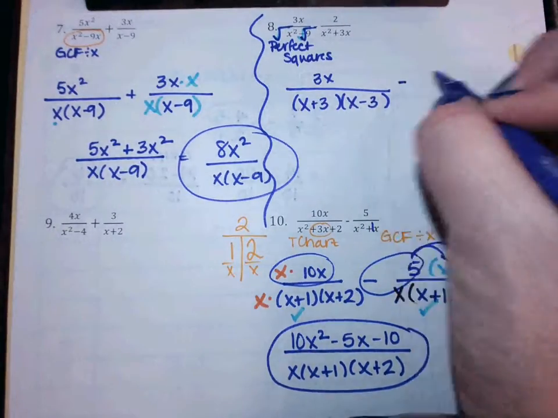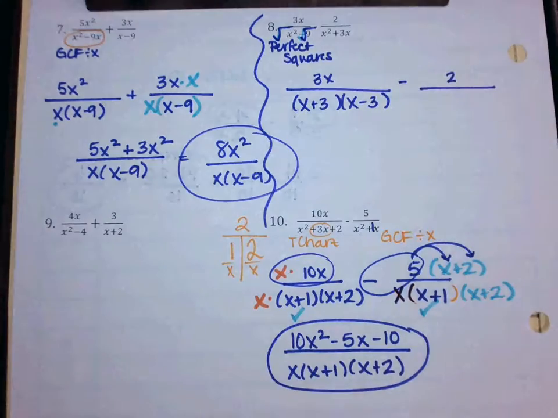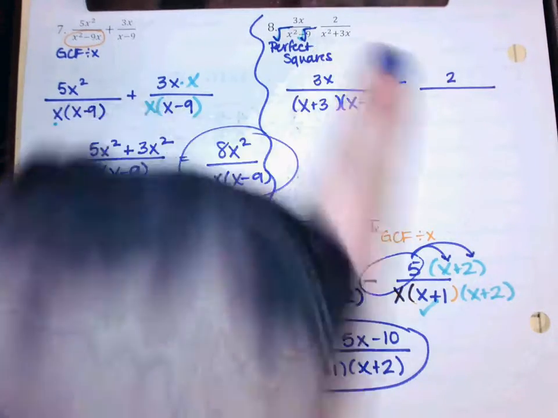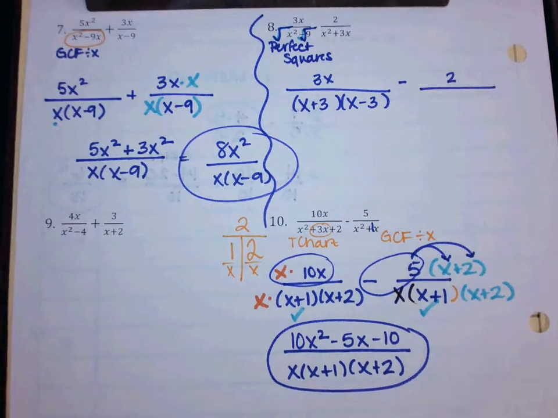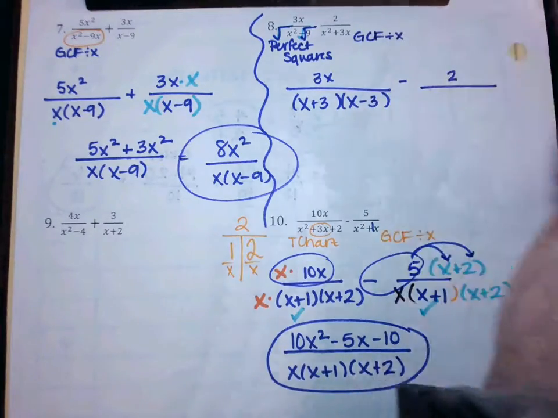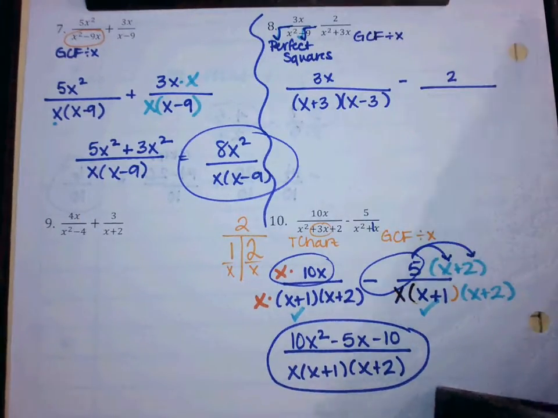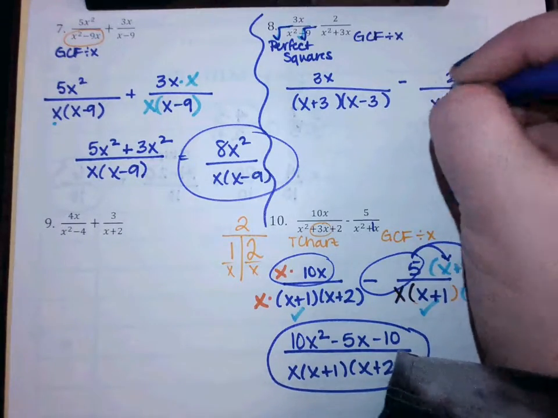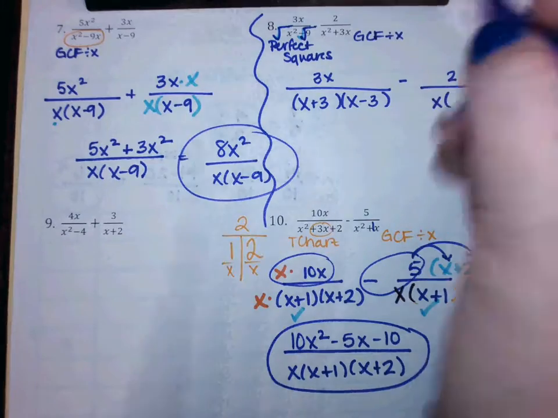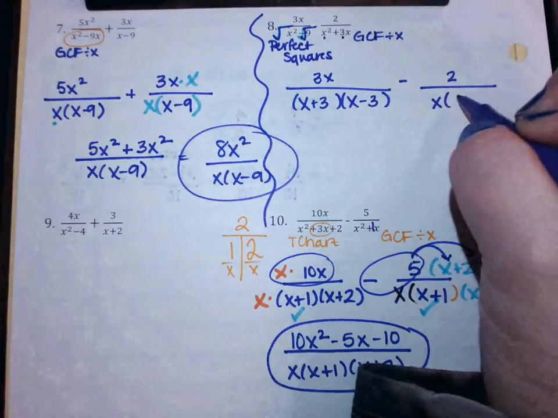Okay, the symbol in the middle is a subtraction. And then I need to factor the bottom of that one. Okay, is that going to be perfect squares or GCF? GCF, because what do they have in common? They both have an x. So I'm going to put GCF divided by x. X comes to the front. What's left over? X plus 3. Very good.